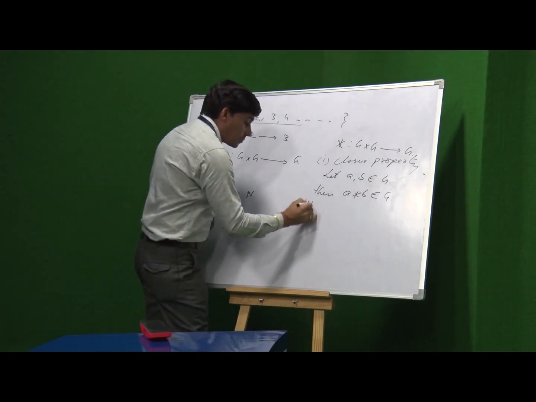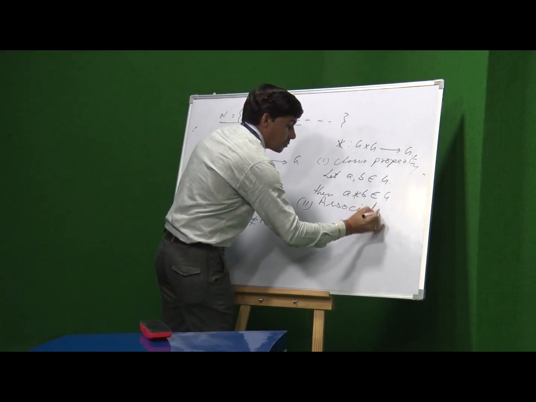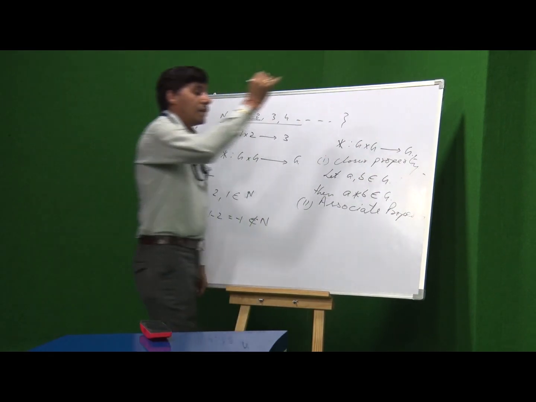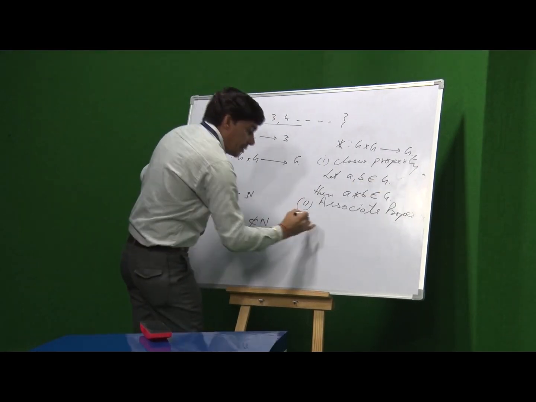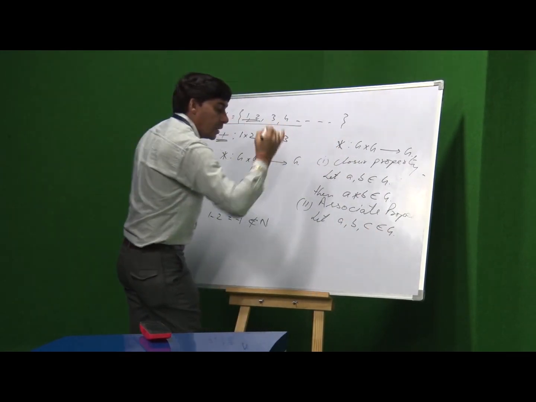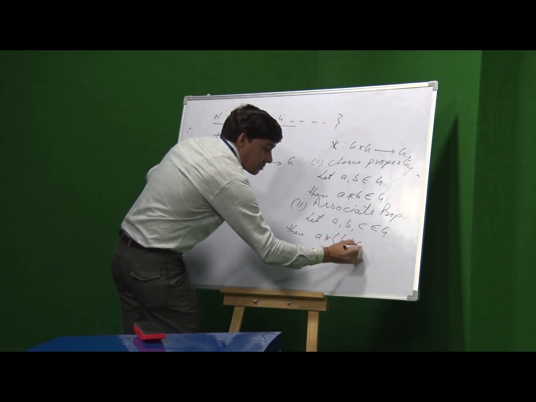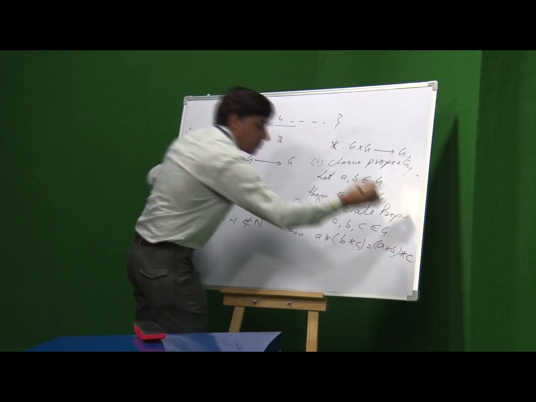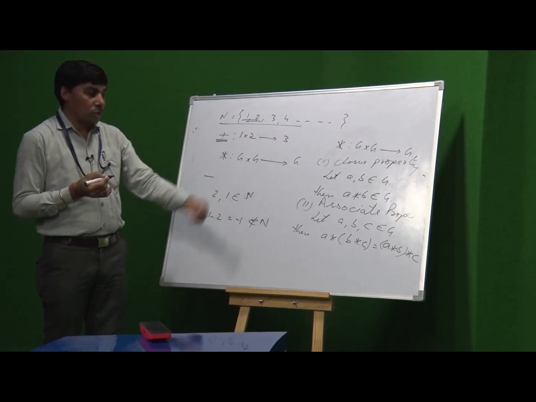Second property, the associative property. In the associative property, we take three elements of the set G. Let A, B, C belong to G. Then (A star B) star C must be equal to A star (B star C). This property is known as the associative property of a binary operation.